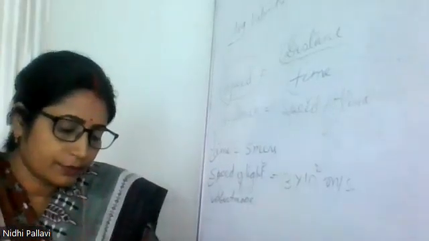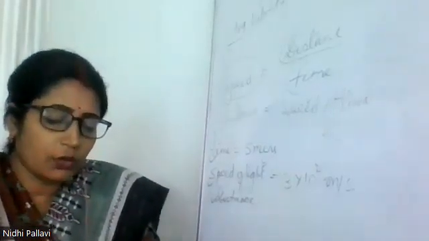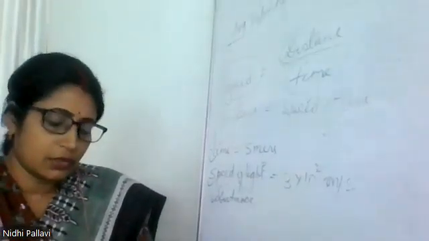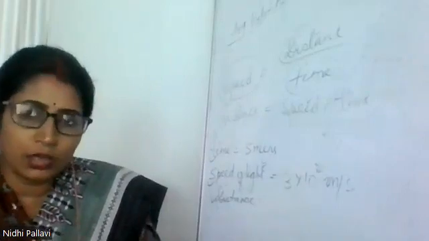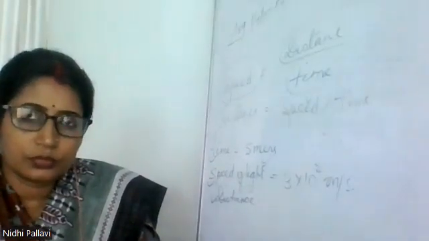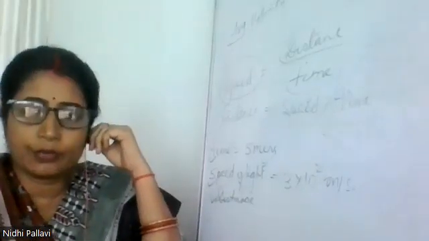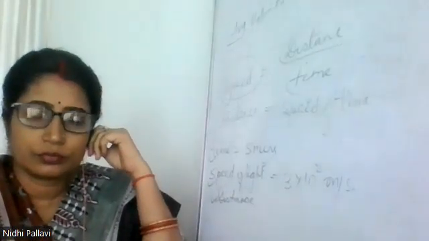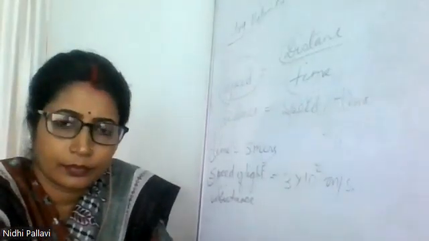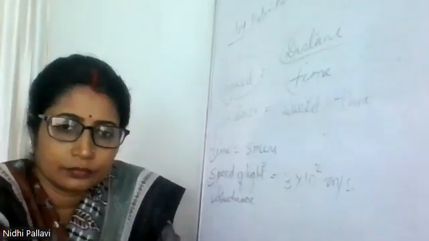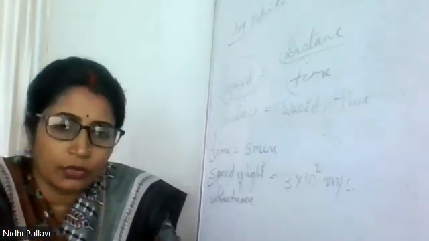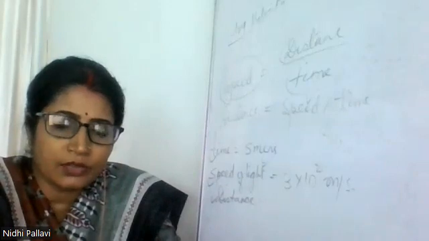Next, write down one question. It is from your NCERT book only. Example 8.2. Very good. The odometer tells us about the distance.